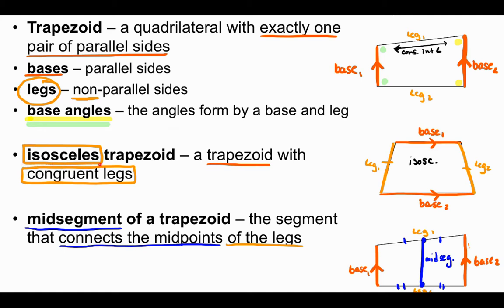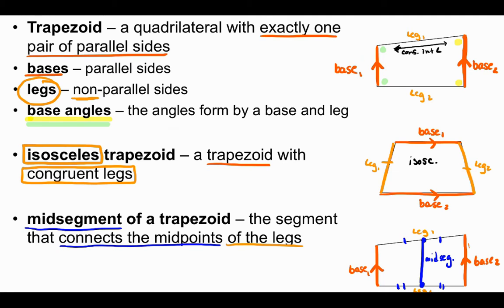So now that we know a trapezoid has one pair of parallels, we get an isosceles trapezoid. So isosceles trapezoids, like isosceles triangles, have congruent legs. So when you have congruent legs on a trapezoid, it is isosceles. If it is isosceles, then it will have congruent legs.